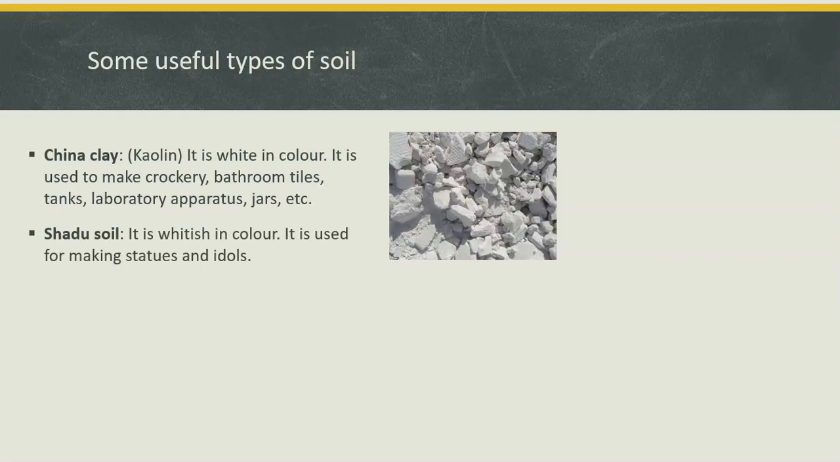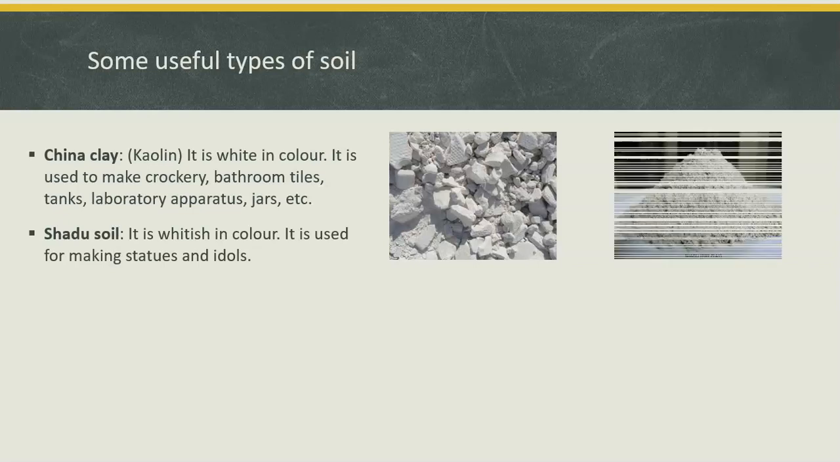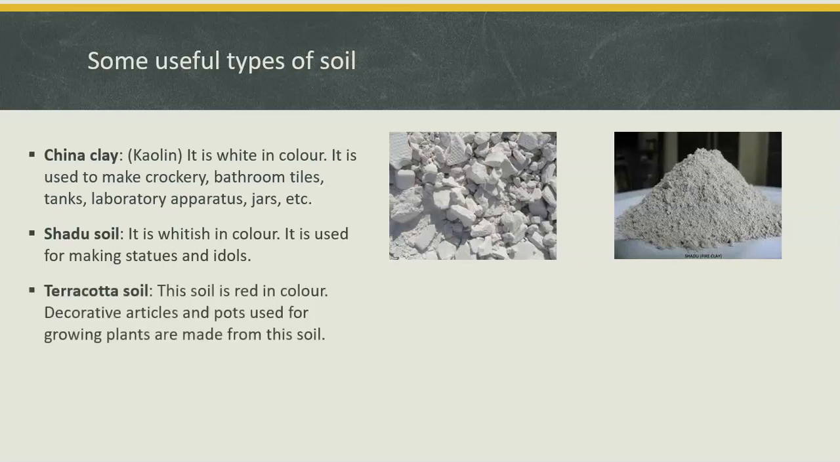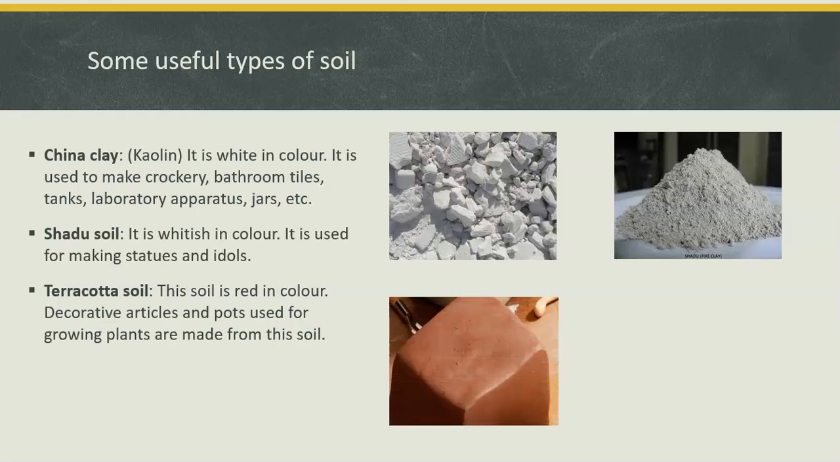Second one is called shadow soil. It is whitish in color. It is used for making statues and idols. This picture shows shadow soil. Third one, terracotta soil. This soil is red in color. Decorative articles and pots used for growing plants are made from this soil. So terracotta soil looks something like this. This is like clay.